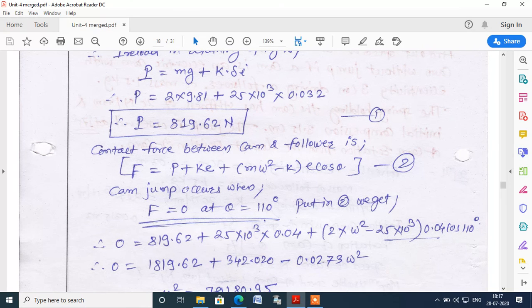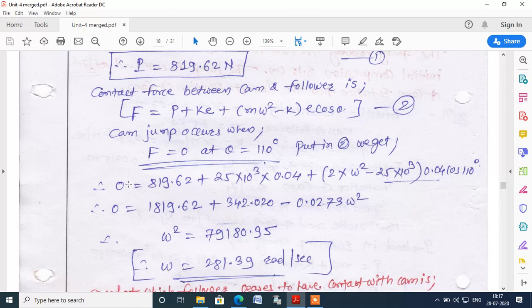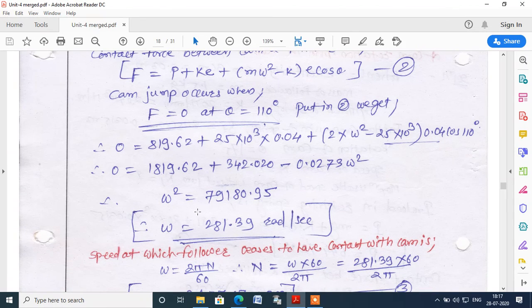So putting this value in this equation, we will get 0 equal to 819.62, that is P, we have just calculated, plus k, 25 into 10 raised to 3, e 0.04 meter, plus m, 2, omega square we don't know, minus k, 25 into 10 raised to 3, bracket complete, e into cos theta, 0.04 into cos 110 degree. Now theta is 110 degree. So after solving we will get omega square equal to 79180.95. So taking square root on both sides, we get omega is 281.39 radian per second. Students, just check this answer.